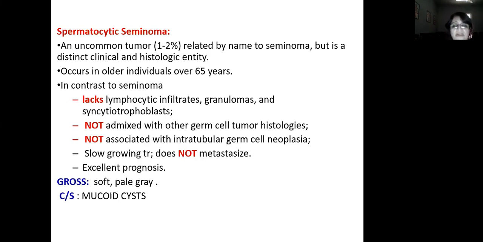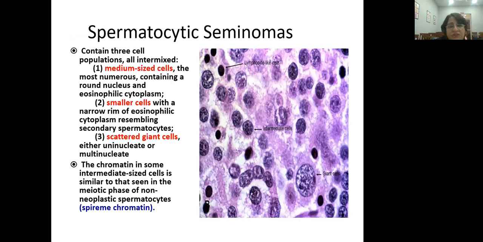It does not show an admixture with other germ cell tumor histologies. It is not associated with intratubular germ cell neoplasia, which is not the predisposing factor for spermatocytic tumor, and it does not metastasize. It is slow growing, associated with an excellent prognosis. It is not solid like a potato. It is soft, pale gray, and on cut section it shows mucoid cysts. Now this is a spermatocytic seminoma.